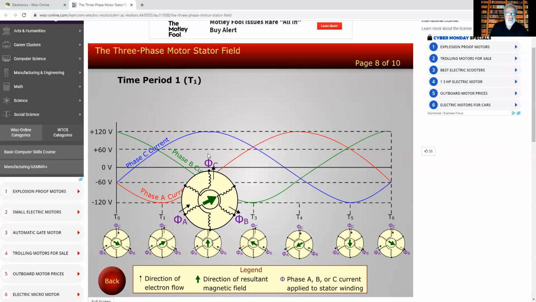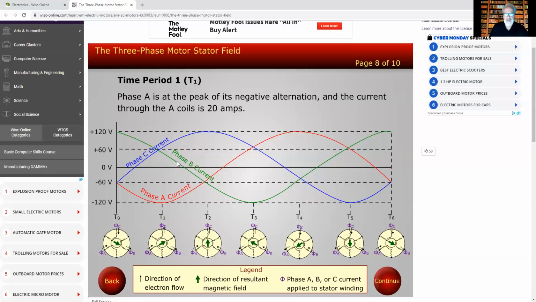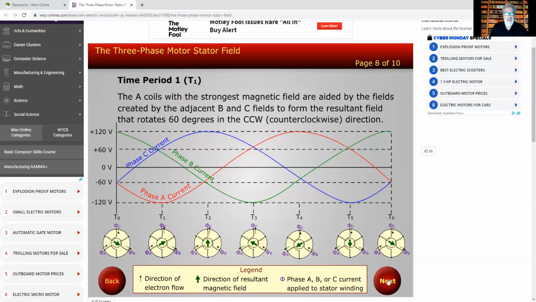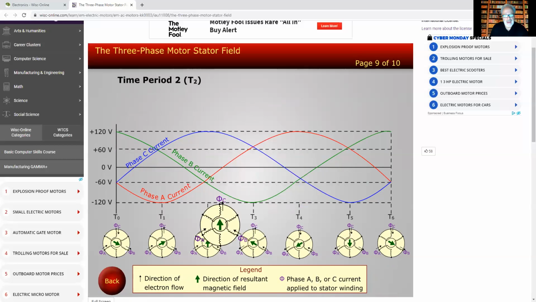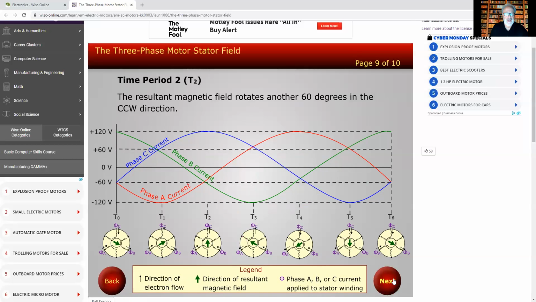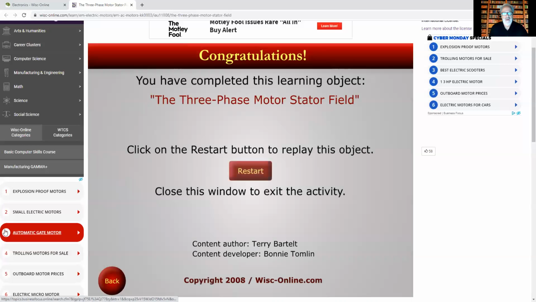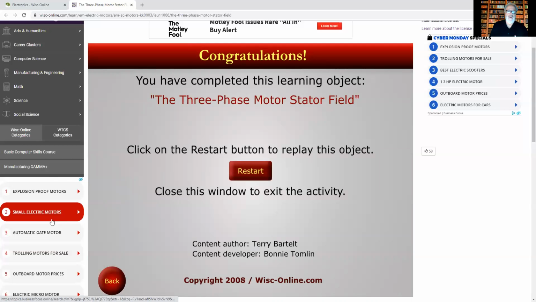Now, I think he's going to walk through all of these, doing it again with time period 1 and so forth. I don't want to do that. You kind of get the idea about what's going on, and it's redundant to go through the whole thing. All right, so that gives us a little overview of this three-phase electricity brought into the stator. I'm going to stop there. We'll make this part 1.